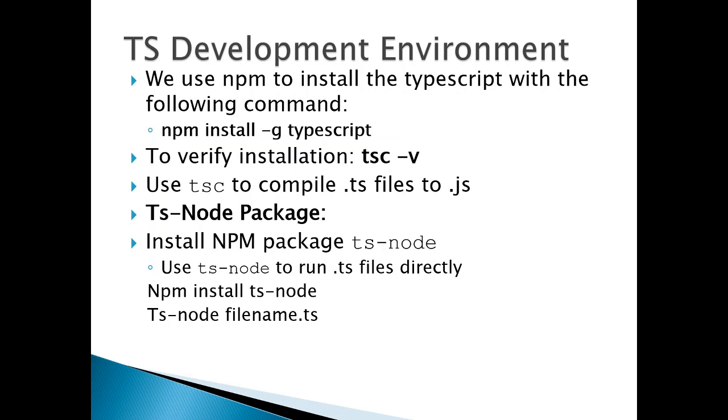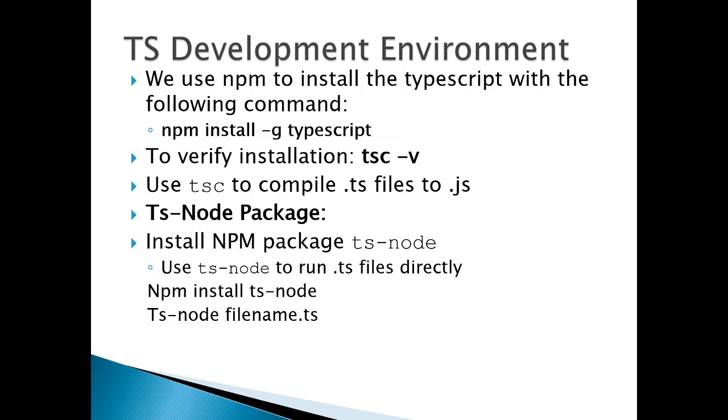If you want to transpile and run that file at a time, then you need the ts-node module. In the first case, after transpiling with tsc space the file name ts, you can run this JS file with node space the name of the file. It will run and provide you the output.